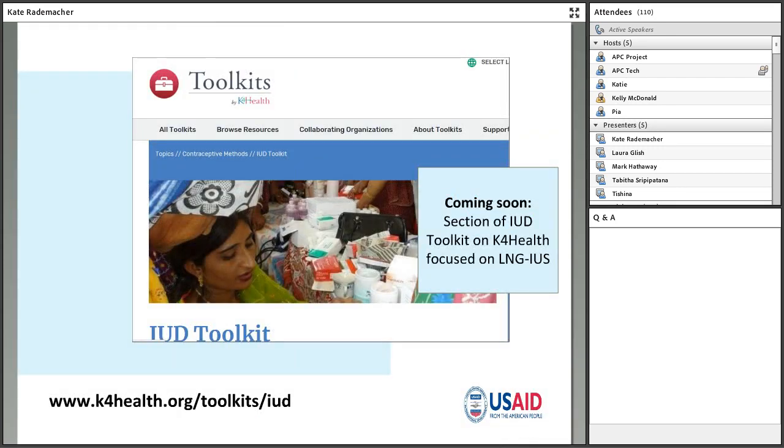In addition, just before I close, I wanted to mention that several of the partners involved in LNG IUS pilots are working together to establish a subsection within the IUD toolkit on the K4H website, which is focused on the LNG IUS. Many of you may be familiar with the toolkits on K4H and the IUD toolkit specifically. Right now there are resources on the LNG IUS, but they're kind of scattered throughout, so we're collating those and they'll be available in a special subsection for those of you who are interested in LNG IUS provision.